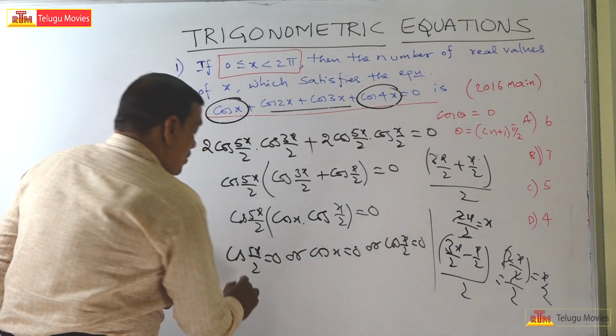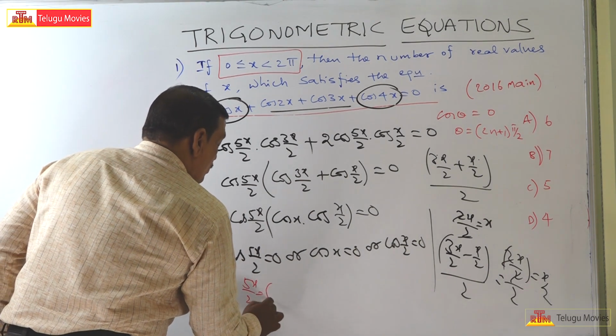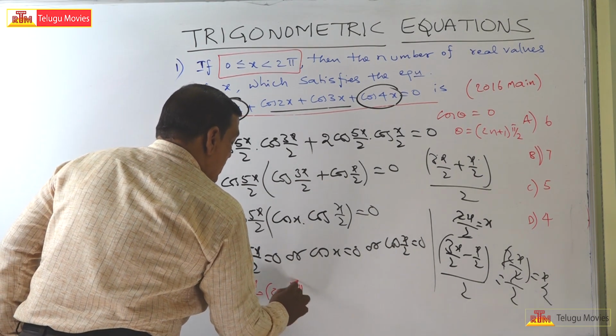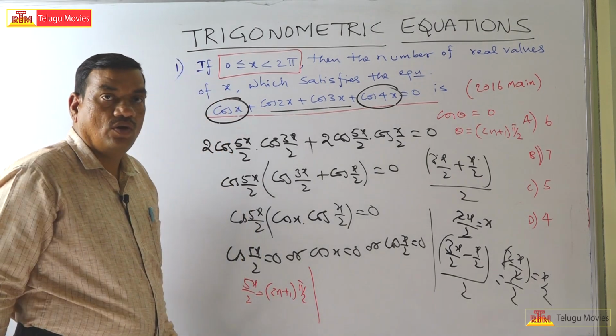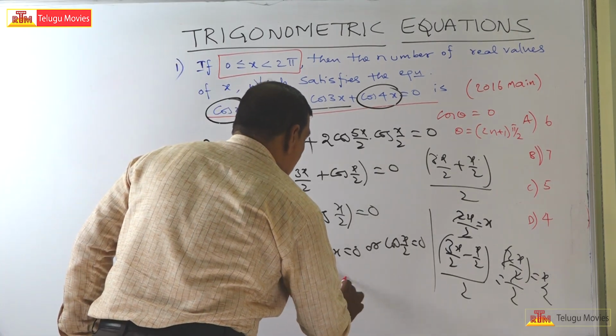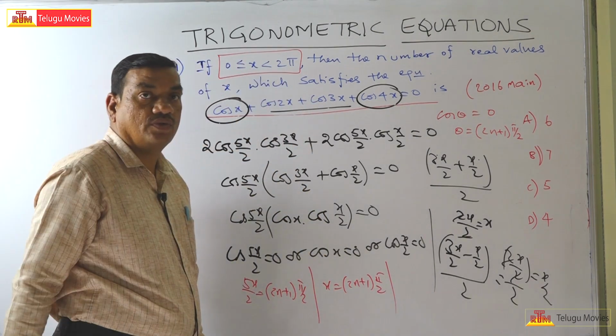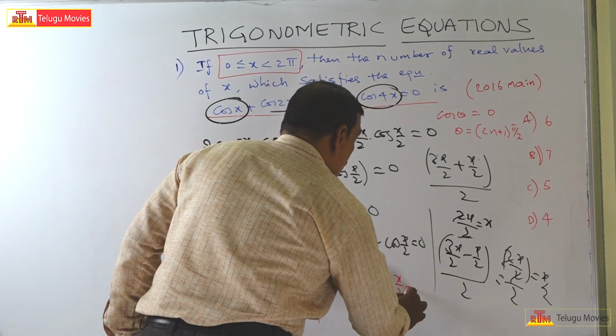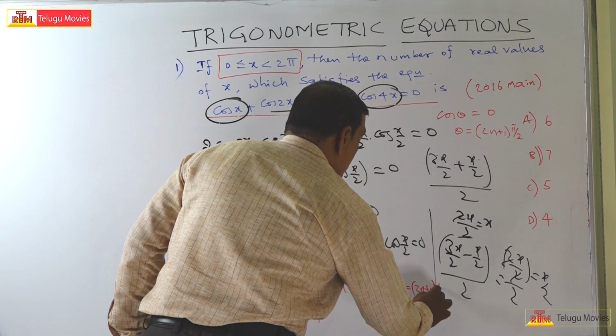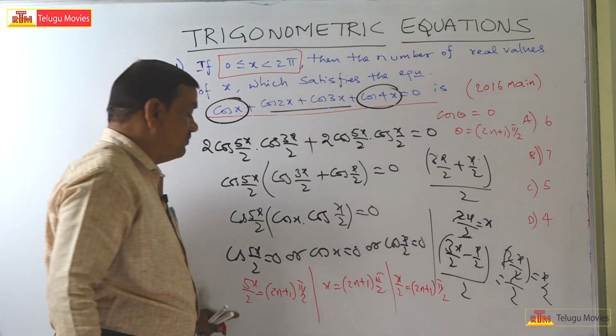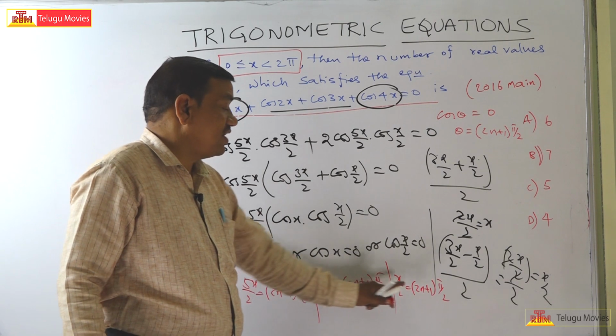So here also 5x by 2 is equal to (2n plus 1) times pi by 2. Similarly x is equal to (2n plus 1) pi by 2, and here x by 2 is equal to (2n plus 1) times pi by 2. From this we can calculate the values of x.